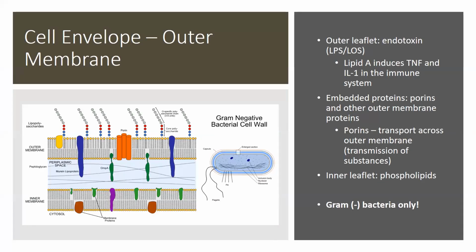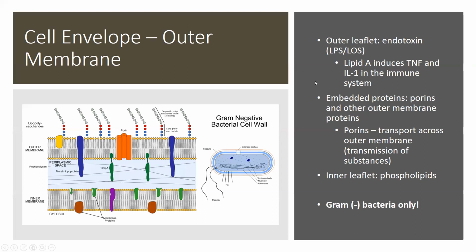All right, then moving into other things that surround our bacteria that are important to know is our cell envelope or cell layer. So the outer membrane. This is where we get into discussion of gram negativity and gram positivity with our bacteria. So the outer leaflet layer can contain endotoxins, LPS or LOS as examples. They have lipids on them, so that's the L in the LPS or LOS. Lipid A in particular induces both tumor necrosis factor alpha and IL-1 in the immune system.